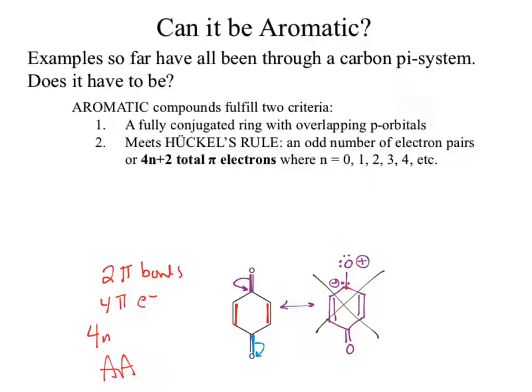sp3 atoms with a lone pair. I can count the lone pair, so I would have 6 pi electrons. What would happen with the other one? Those electrons can go out. Still 6 pi electrons. Okay. But we said that can't happen.